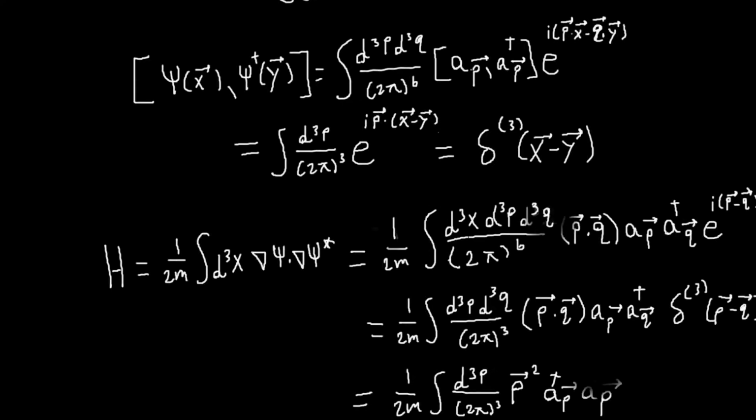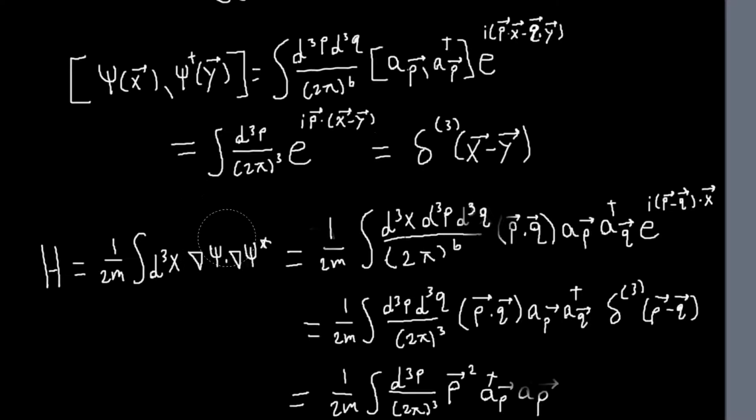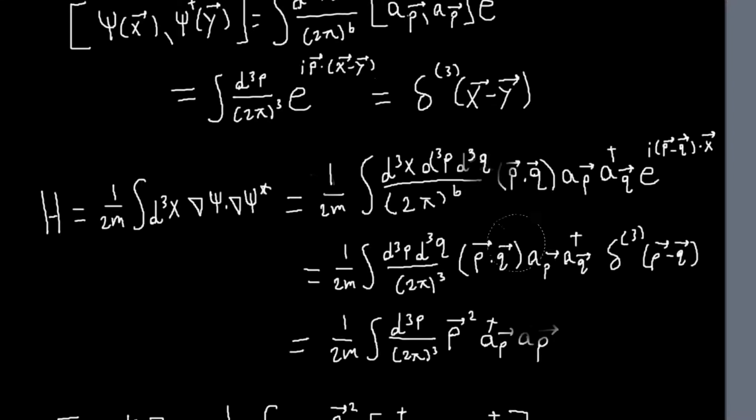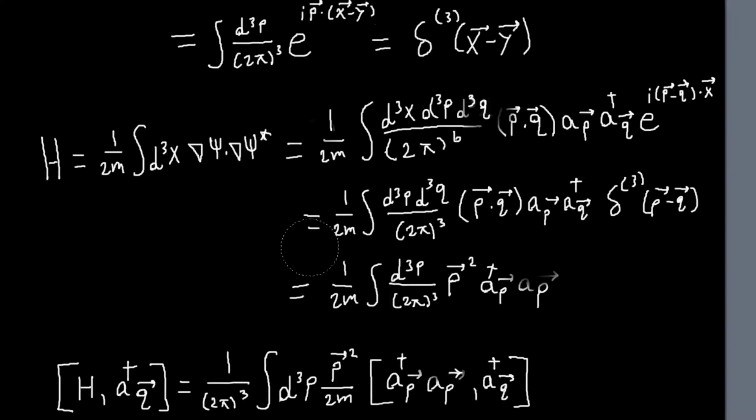And the last thing is the Hamiltonian. We have this expression for it, so we plug in our expressions for our fields. Again, it's just an easier version of what we've done before. And what we get in the end is just like the Hamiltonian we had for the Klein-Gordon field, only instead of E_p a_p dagger a_p, we have p squared over 2m a_p dagger a_p.